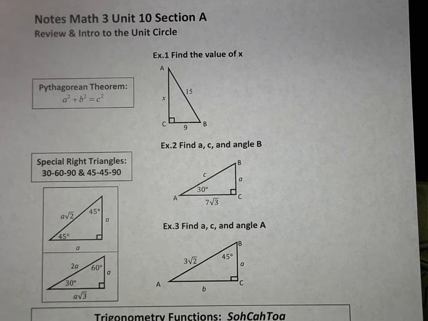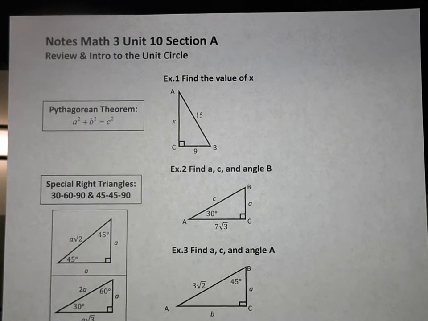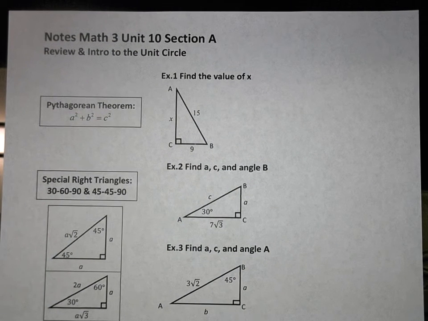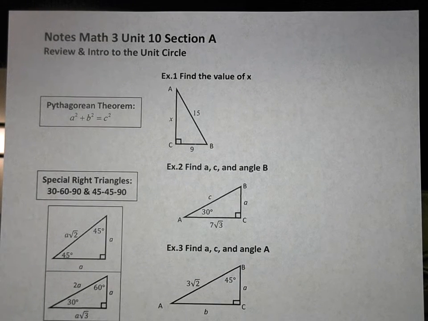Math 3, Unit 10, Section A or 1. Today we are going to be talking a little bit about a baseline for the unit circle, which we'll get into more later, and also a review of our trig functions and the Pythagorean theorem. So here in example 1, in order to solve this, we're going to have to use the Pythagorean theorem. You guys are amazing that you figured that out.